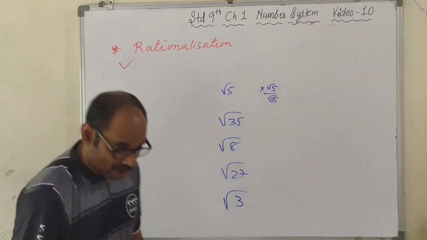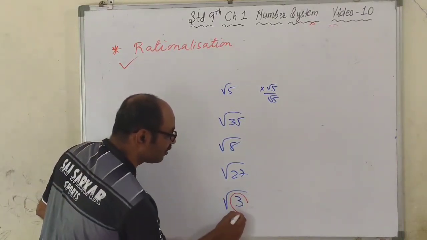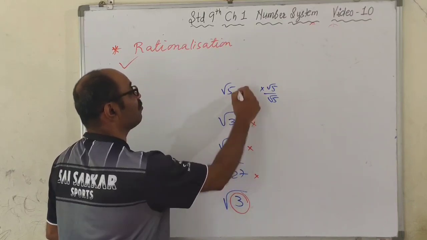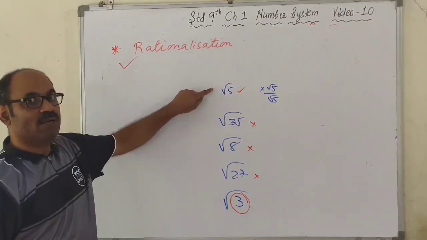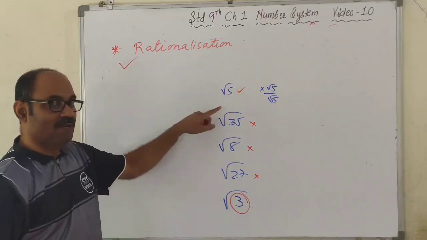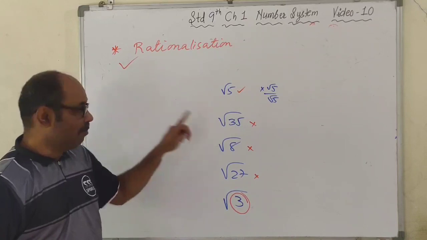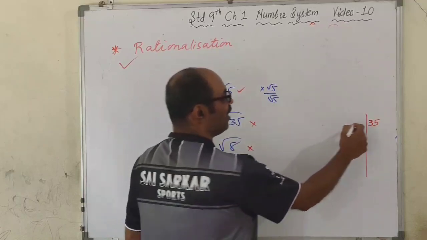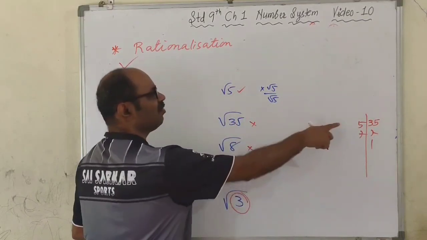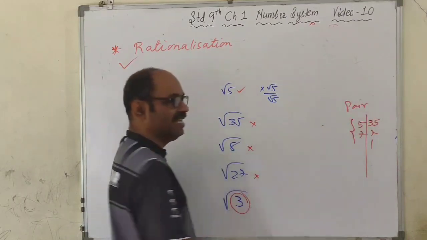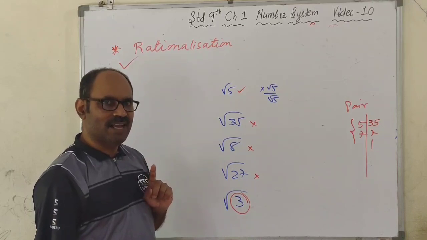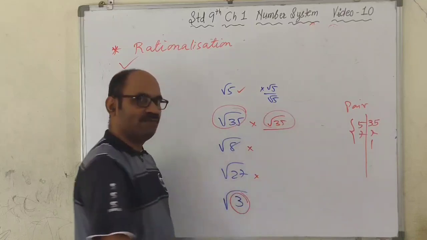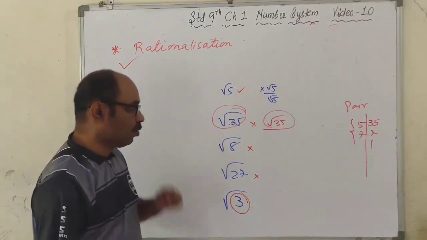Now, see children. First you see this. 3 is prime. This is not prime. 8 is not prime. This is not prime. This is prime. If you have a non-perfect square number which is prime, then straight away you multiply and divide by that. But if it is 35, you find out the factors. If it can be further simplified, 5 sevens are 35. Koi bhi pair nahi mila. We did not get a pair of any prime factors. So iska kuch nahi ho sakta hai. So here you will multiply and divide by root 35. Root 35 ko nikalne ke liye root 35 se hi multiply karna padega. Is that clear?